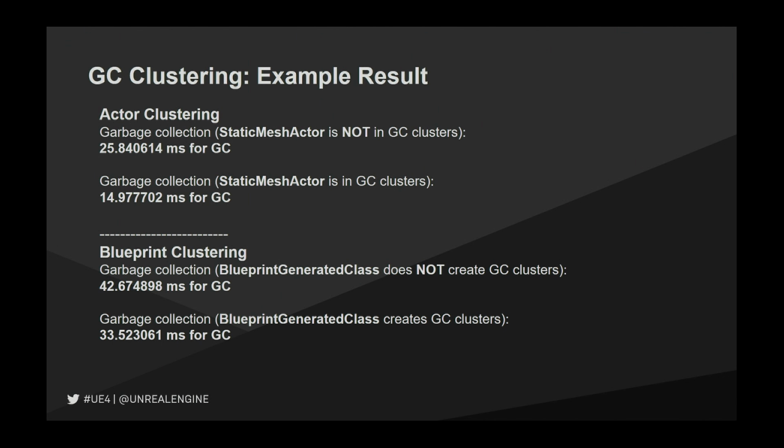So here's an example of the impact of actor and blueprint clustering. In this example, actor clustering reduced garbage collection times from about 26 milliseconds to about 15 milliseconds, and blueprint clustering reduced the times from about 43 milliseconds to about 34 milliseconds.